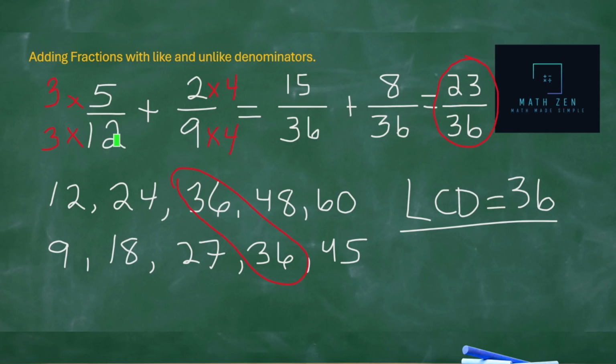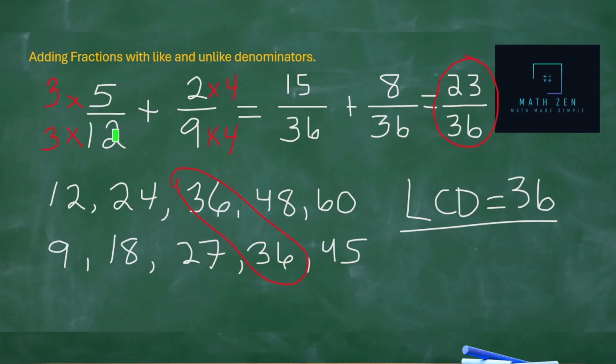So if you did 12 times 9, you're getting 108 as your new denominator. And I don't know about you, but those are way too big, way too uncomfortable. So what I teach my kids to do is to find what we call the LCD. Stands for least common denominator.